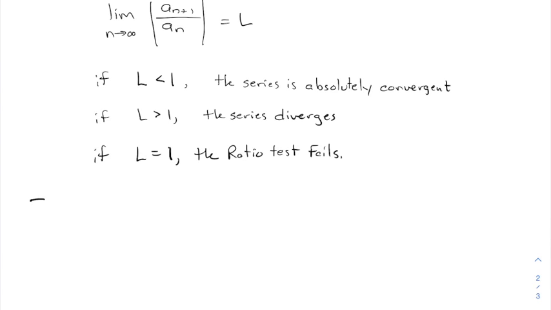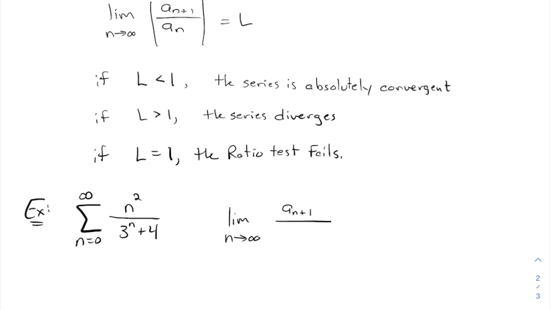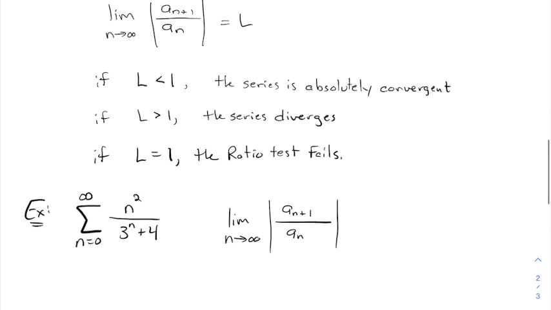Let's do an example. Suppose we have the series n squared over 3 to the n plus 4, n going from 0 to infinity. All right, so the ratio test tells us we want to take the limit as n goes to infinity of a sub n plus 1 over a sub n, absolute values. In this case, we don't really need the absolute values because these terms are all positive anyway.